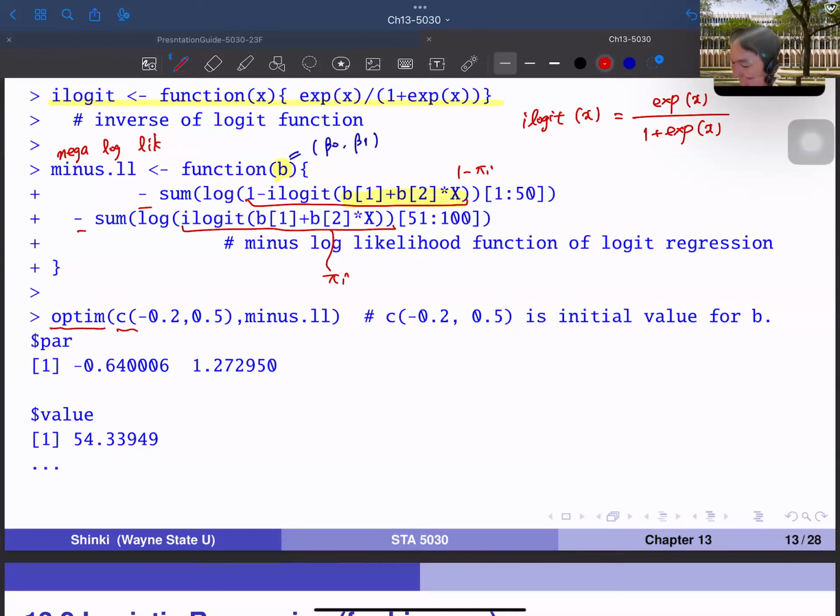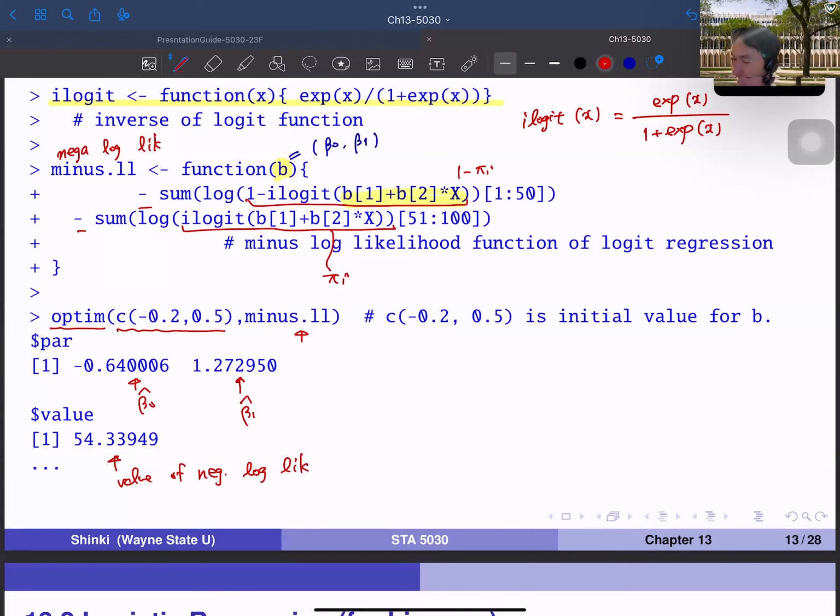We have to give some initial estimates. I just put arbitrary numbers, negative 0.2 and 0.5. And then we put the likelihood function here. Then we get the estimate for beta naught and the estimate for beta 1 hat. And this is the value of the negative log likelihood function.